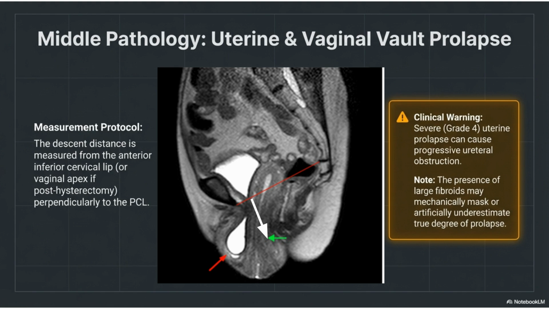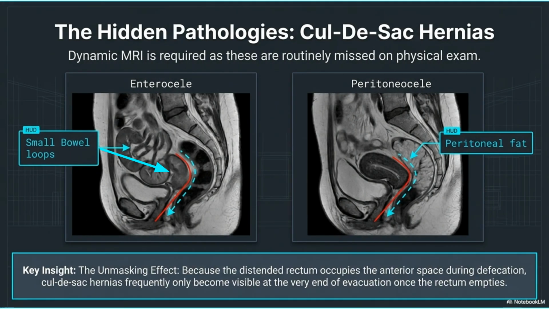A clinical warning notes that large fibroids may mask the true degree of prolapse. Cul-de-sac hernias are hidden pathologies often missed on physical exams, requiring dynamic MRI. They include enterocele, containing small bowel loops, and peritoneocele, containing peritoneal fat. The unmasking effect means these hernias are often only visible at the very end of evacuation when the rectum empties.